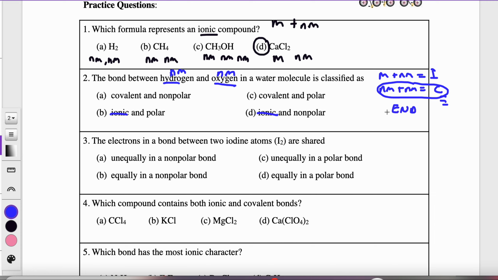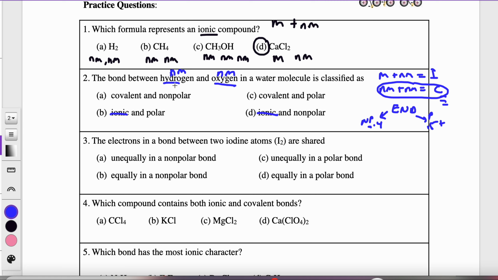So if my END is 0.4 or less, it's nonpolar. It's going to be polar if it's 0.5 and up. So if it's less than that, nonpolar, greater than that, polar. That means I have to look them up.